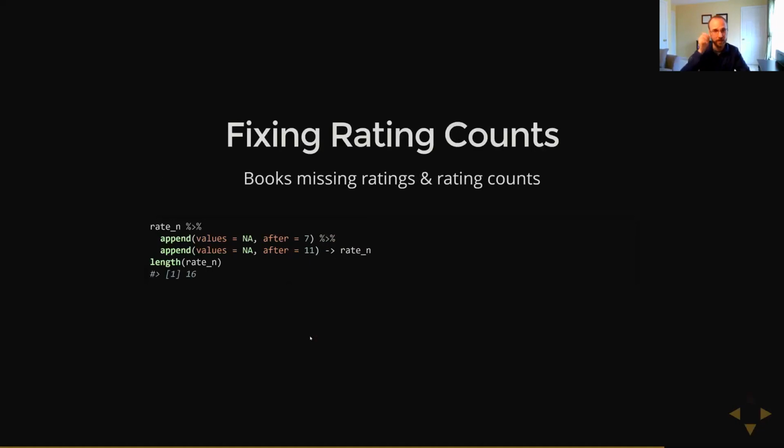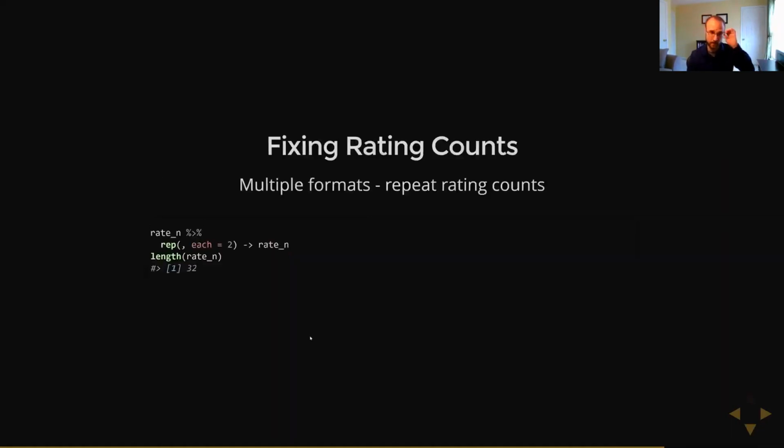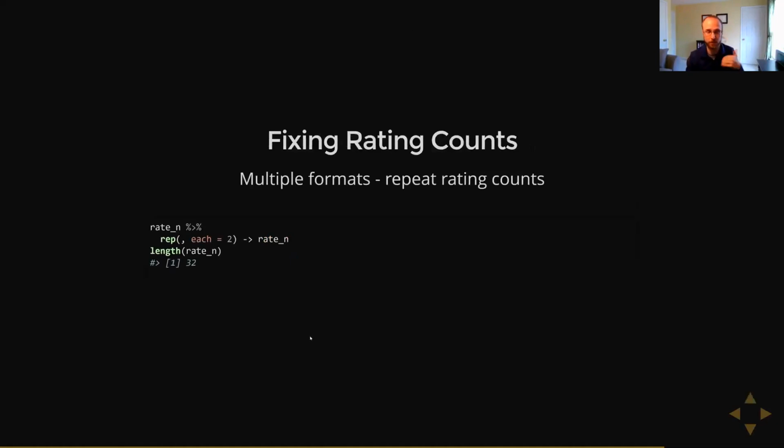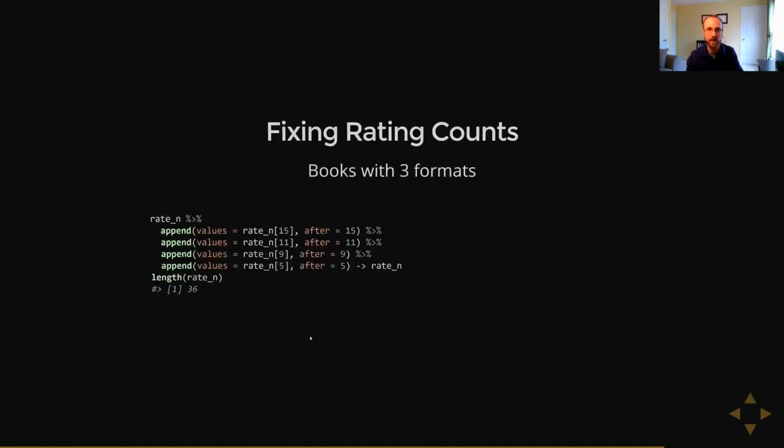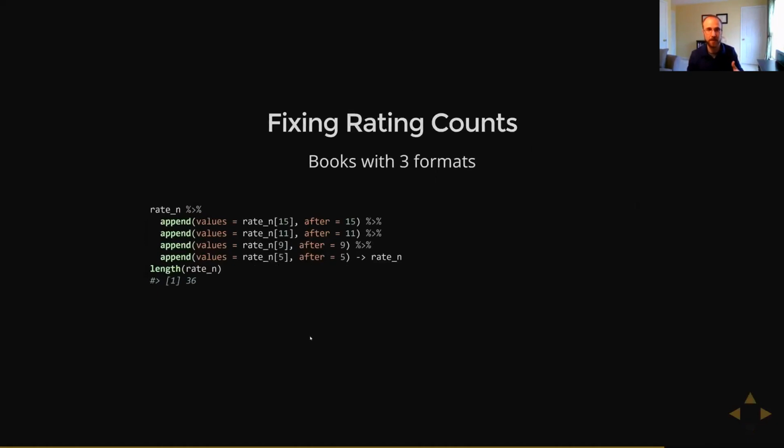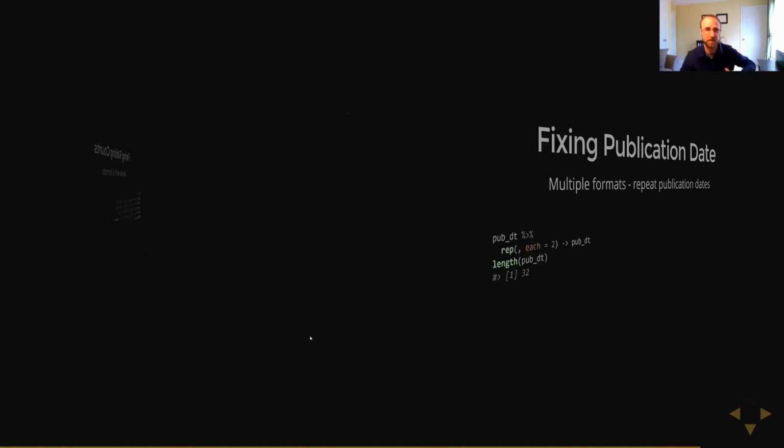Now, the rating count is going to be the exact same process we had for the ratings, because you won't have a count if you don't have a rating. So we're going to insert in those 2 textbooks that didn't have a rating. We're going to do the same process where we repeat. We duplicate all of the ratings. And then we're going to append these various values along the way. So now we have those 4 textbooks that have 3 ratings. And now we have 36 ratings. So we're in great shape.